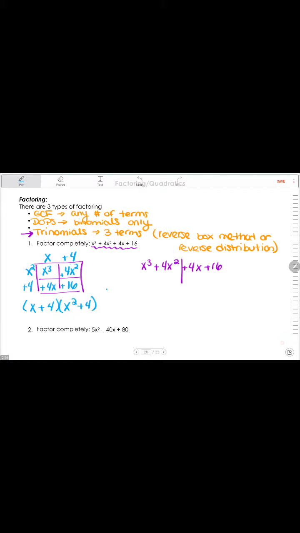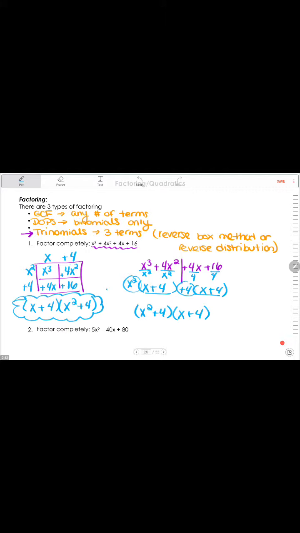Okay, same thing on this side. My GCF of x cubed and 4x squared is x squared. I divide them both by that, and I'm left with x plus 4. And then this side, my GCF is 4, and I'm left with x plus 4. When we make our final parentheses, I'm taking from these two numbers, so x squared plus 4. And then my second set of parentheses is what was in common, which is x plus 4. Okay, so the answer for both of these is this.